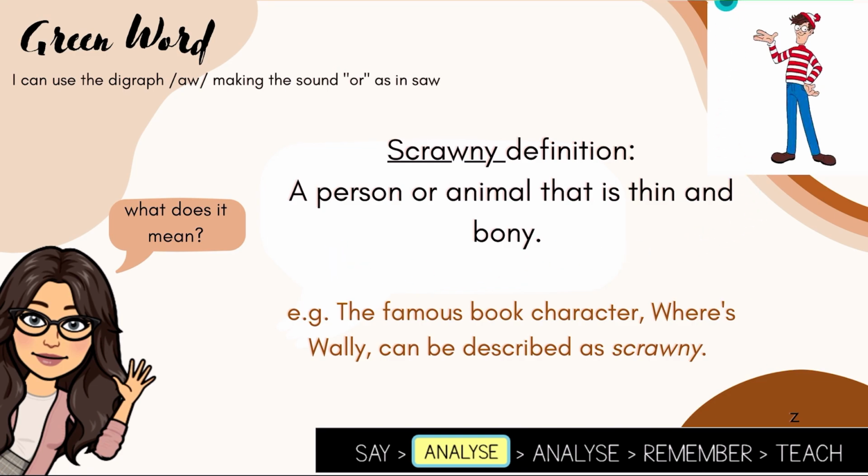And I have put a little bit of an illustration from one of my favorite childhood classics, I suppose you could say, Where's Wally? And it links with the sentence that I have written for this week. The famous book character, Where's Wally, can be described as scrawny. And he represents, I think, perfectly the definition of scrawny as being a little bit thin and perhaps bony. However, you could use this word to definitely describe an animal that perhaps has been malnourished and hasn't been fed a lot of food.